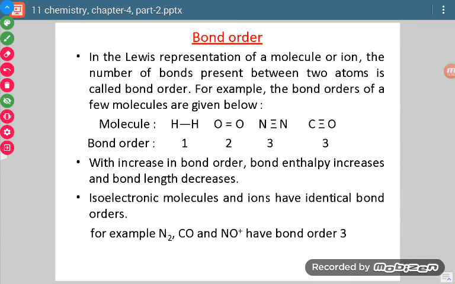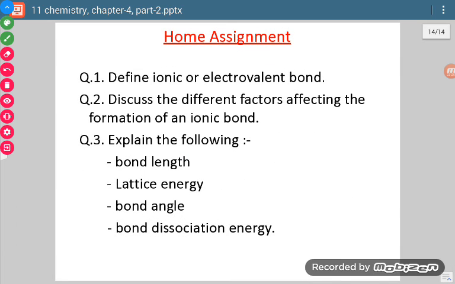One more thing you can remember is that isoelectronic molecules or ions have identical bond orders. If two such species are given to us which have a similar number of electrons, then we say they are isoelectronic, and if we know the bond order of one, then we know the bond order of the second. So the point to be remembered is that in the case of isoelectronic ions, the bond order values are the same. Now, whatever we have discussed today, you have to go through it and solve these home assignments. Okay, thank you.